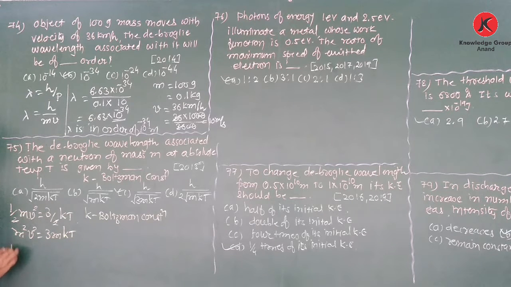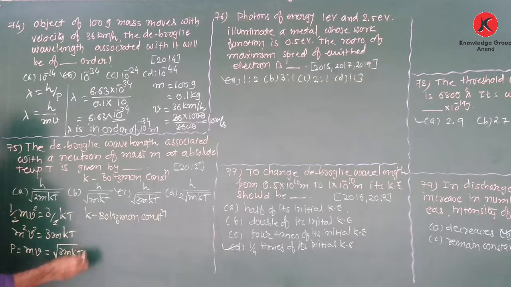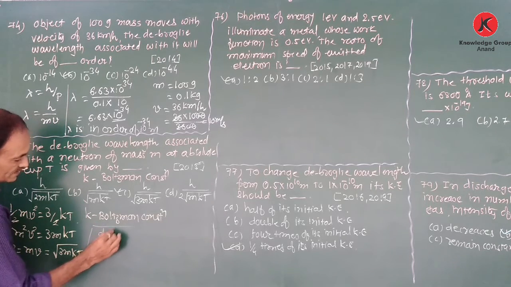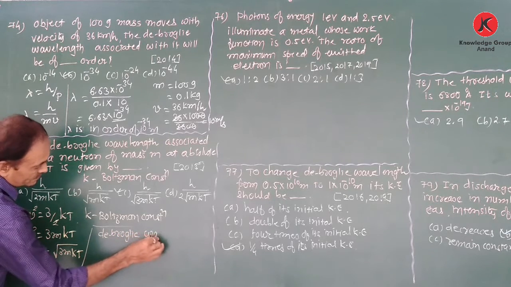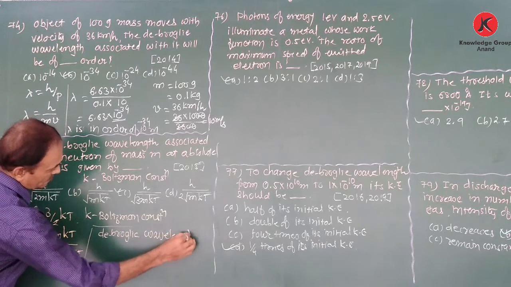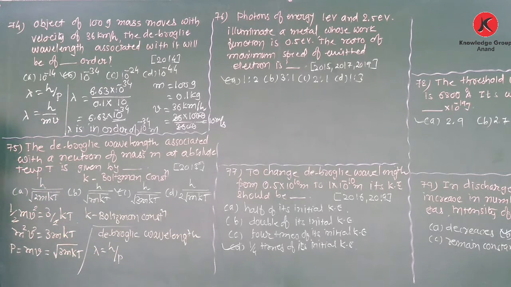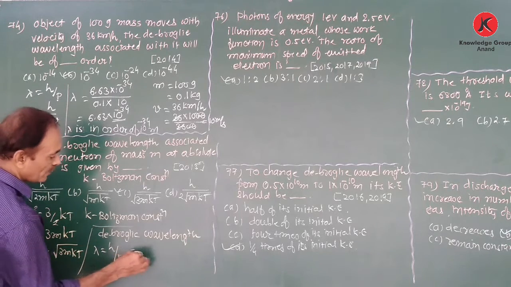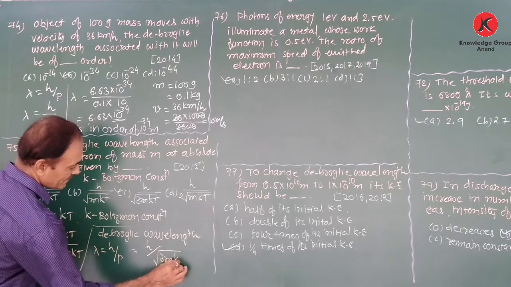Take the square root, so that becomes the momentum. p is equal to mv, which is equal to under root of 3m kT. Now de Broglie wavelength lambda is equal to h upon p. Substitute the value of p. Therefore, h upon under root of 3m kT.